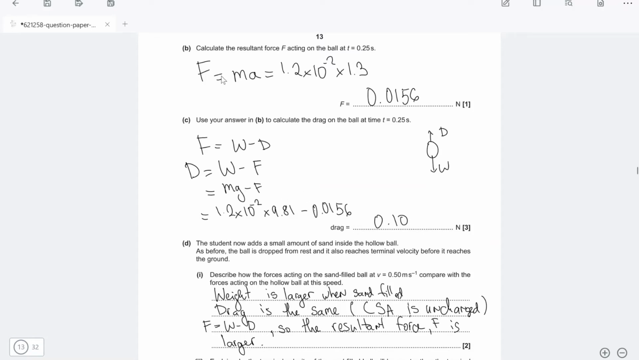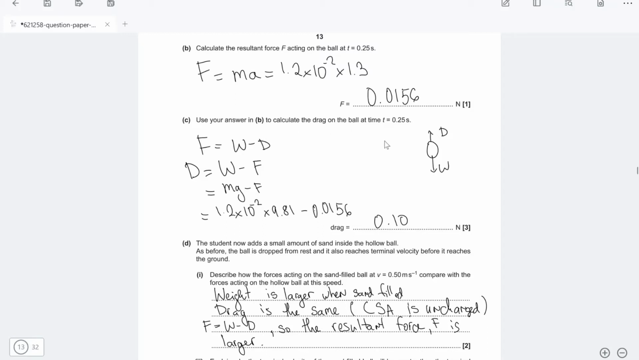So part B, calculate the resultant force acting on the ball at that time t is equal to 0.25 seconds, that we've just found the acceleration of. Well, this is really handy because we could just use Newton's second law, that the net force is equal to ma. Because we know the acceleration is 1.3, we can directly multiply that by the mass, which is given in the question, 1.2 times 10 to the power minus 2 kg. Plugging this into a calculator, we are going to get 0.0156 newtons.